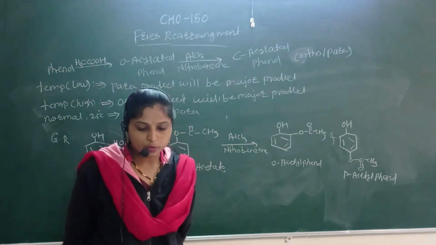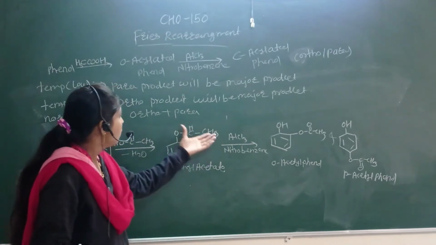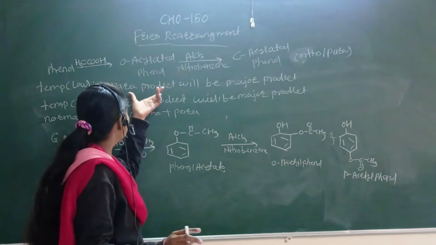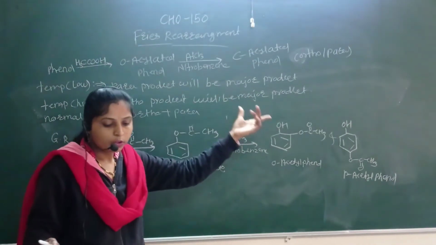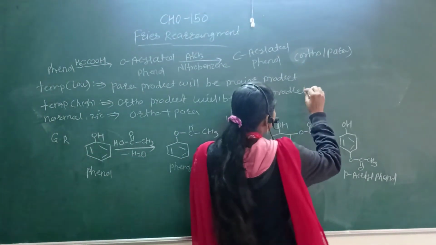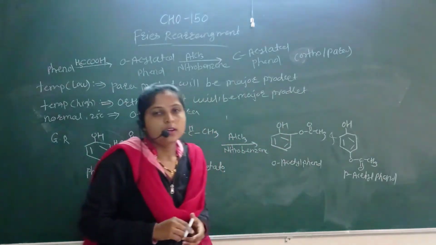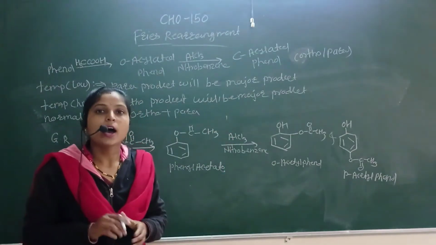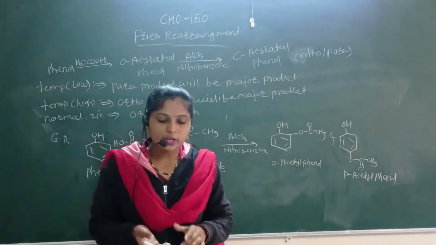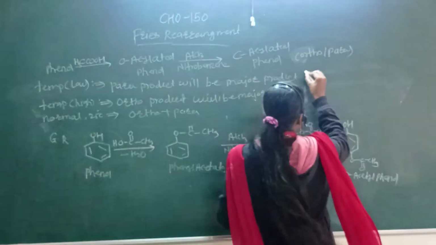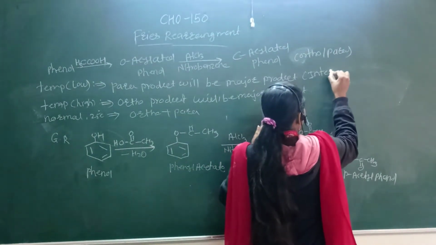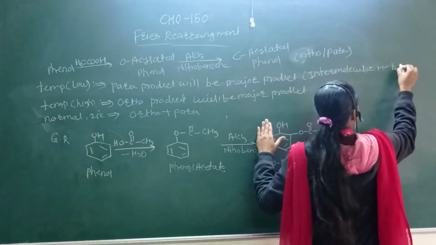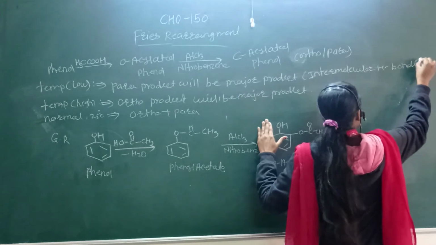So in the next step we have to discuss the detailed mechanism of the Fries rearrangement. The product depends on the temperature condition. At low temperature, hydrogen bonding forms, but which type? Here intermolecular hydrogen bonding will be obtained.